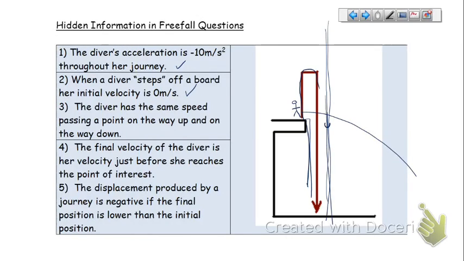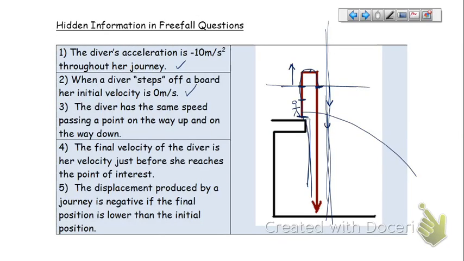The diver has the same speed passing a point on the way up and on the way down. We talked about that in that previous sequence. If I start off with a certain upwards velocity, I've got less, then I've got none, and I'm given back that certain value. So whatever my speed was up, it's the same speed, but it's pointing downwards at the same height. There's a symmetry to these things.